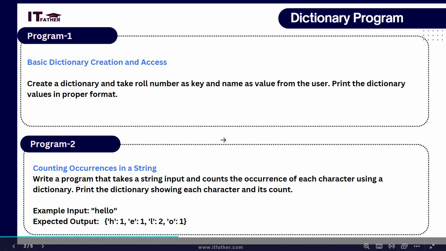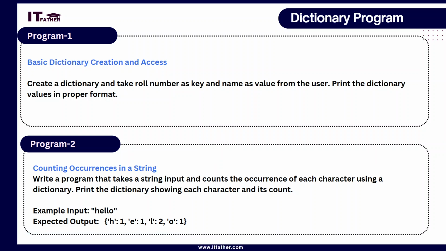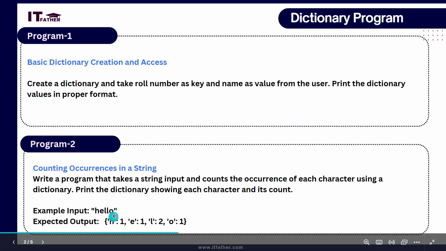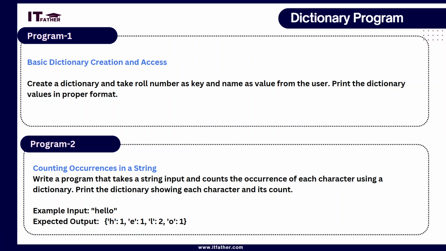In program number 2, we have to count the occurrence in a string. Means a program which takes a string as an input and counts the occurrence of each character using a dictionary. Print the dictionary showing each character and its count, right? For example, if you are giving hello, then the expected output is H1, E1, L2 and O1. So in this way we have to display the output. This program is a little bit tricky, but we can solve it.